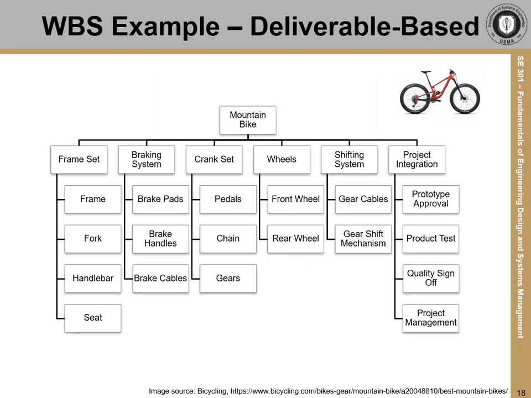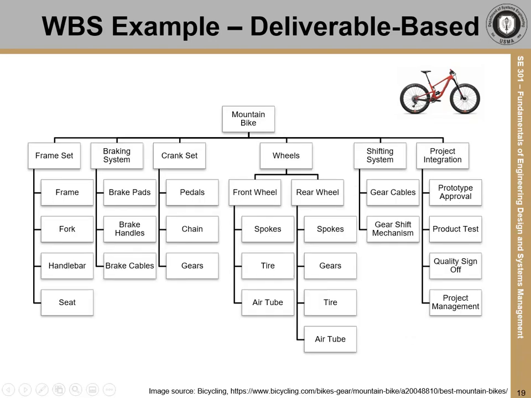The frame set is made up of a frame, a fork, a handlebar, and a seat. The braking system, crank set, and the shifting system all have their components listed. You can see that we differentiate between the front wheel and the rear wheel since they are constructed differently. And we see the deliverables that make up project integration: prototype approval, production test, quality sign-off, and project management.